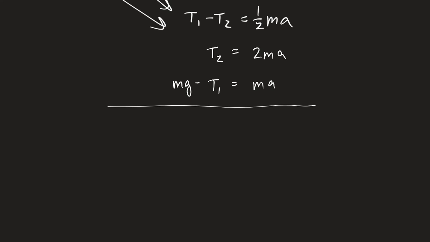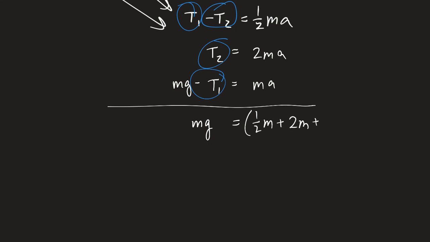I'm going to line them up by equal sign, and I'm going to point out how there's a negative T2 and a positive T2, and a negative T1 and a positive T1. So if I add all of these up, all the tensions cancel. So that's why I like doing it this way. It's just so much neater mathematically. On the right side, they all have an acceleration in them. So that's going to be 1/2 m plus 2m plus m times a.